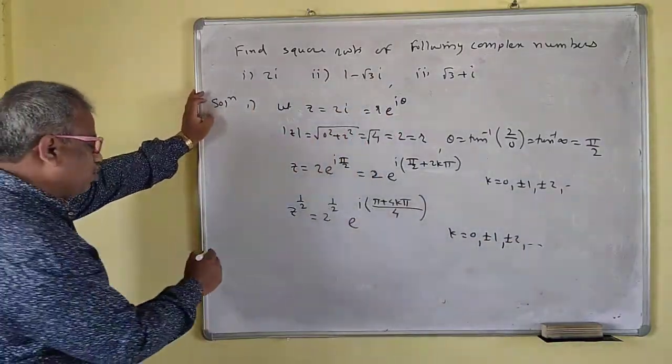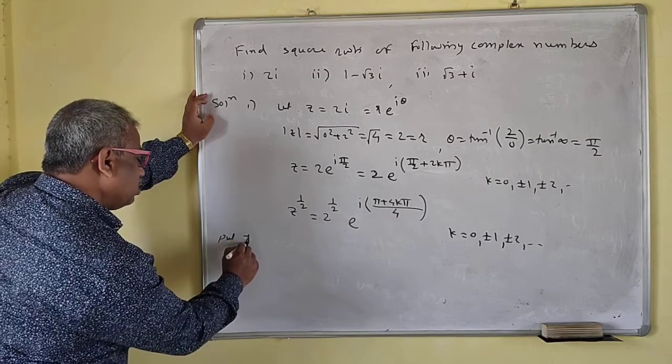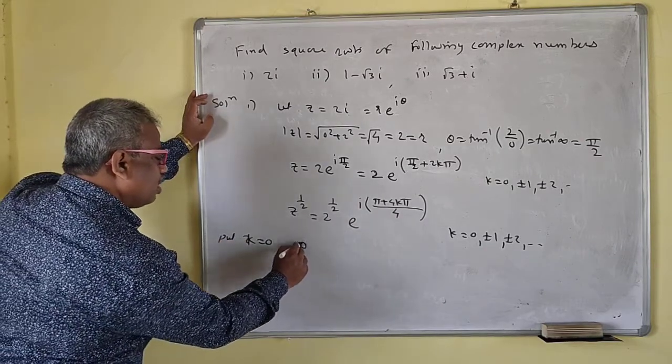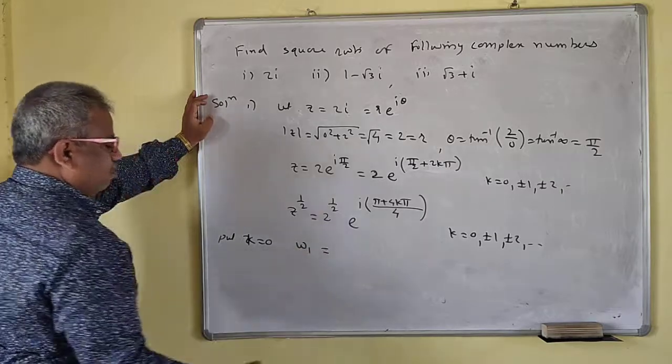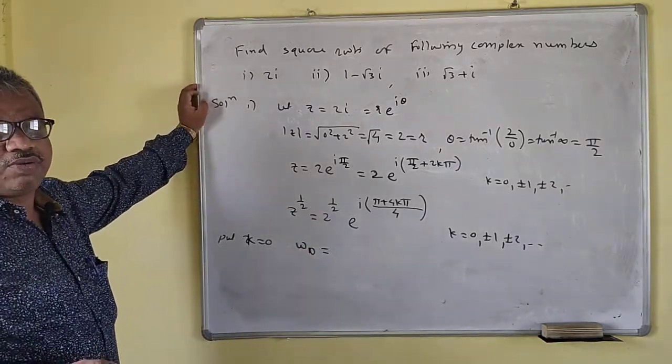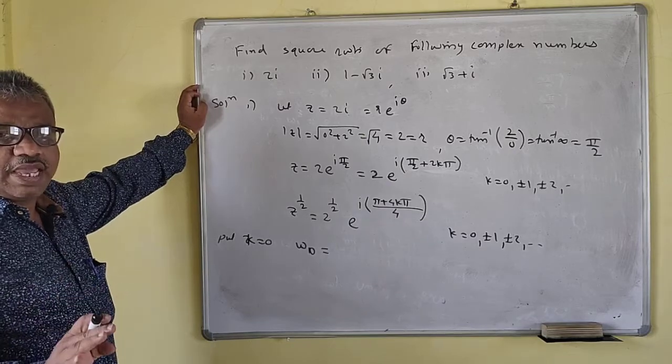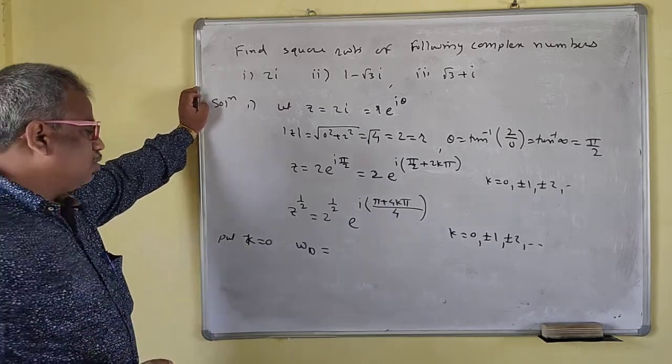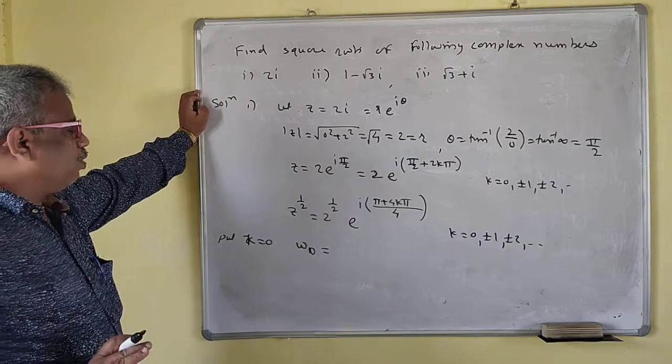So put k is equal to 0, so we get ω1, or ω0. You only want the square root, so we only have to put the values k is equal to 0 and 1. So you want to find ω0 and ω1 now.